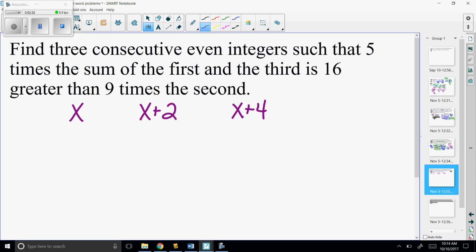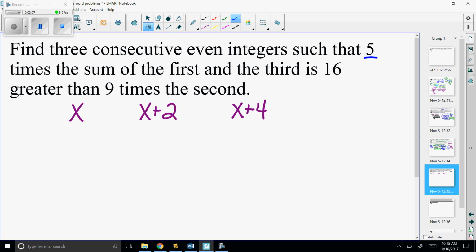Now I have to come up with the equation. My first one is x, my second one is x plus 2, and my third one is x plus 4. Find 3 of them such that 5 times the sum of the first and the third. How do I show 5 times the sum of the first and the third? You get 30 seconds to talk with your partner about that. Jacob, what did you say? 5 times the quantity. Oh, let me just change. You were correct. 5 times the quantity of x plus 4.